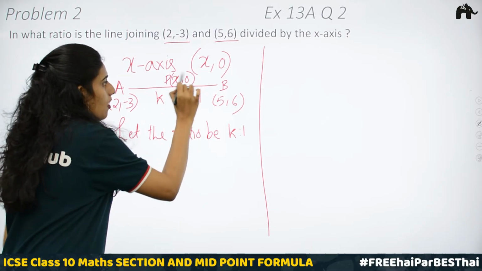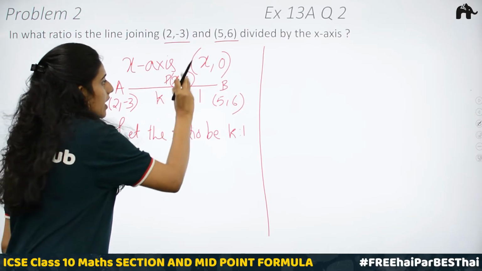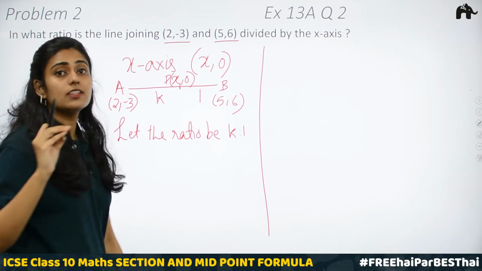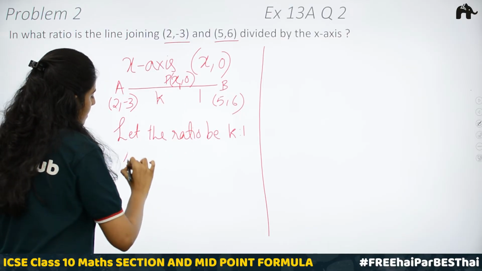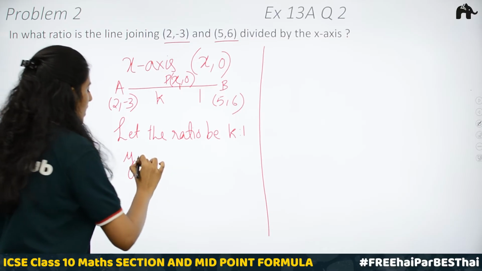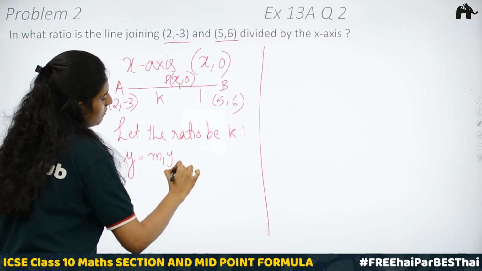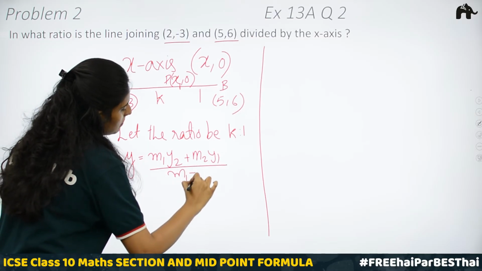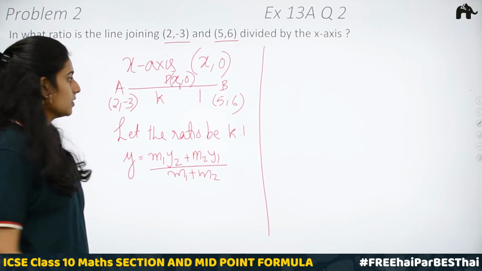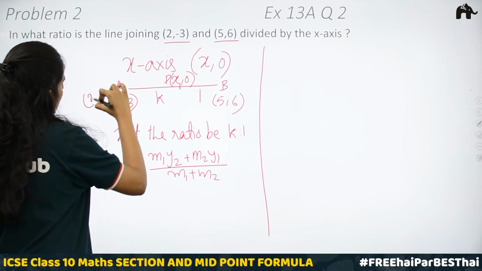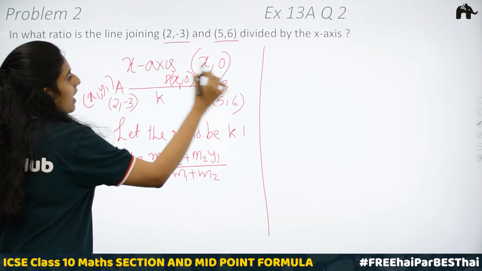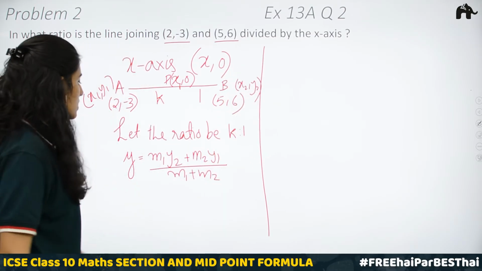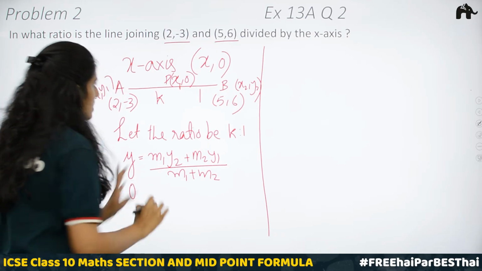Okay, we are taking this ratio as k is to 1. Now we know the y coordinate is equal to 0. Using this y coordinate we can find the value of k, by which we can find what the ratio is. Here we have, according to section formula, y is equal to M1 y2 plus M2 y1 divided by M1 plus M2. Okay, here this is x1 y1 and this is x2 y2. Put the values. What is y? Y is equal to 0.